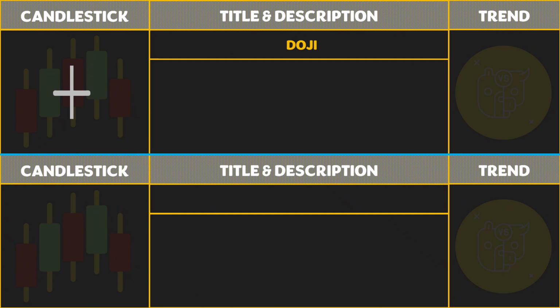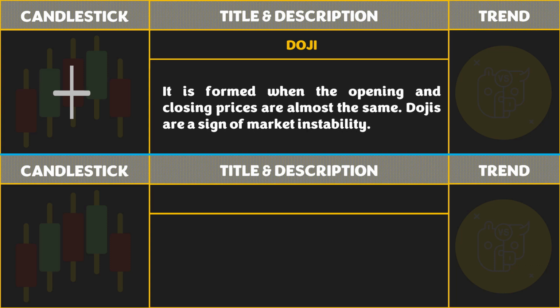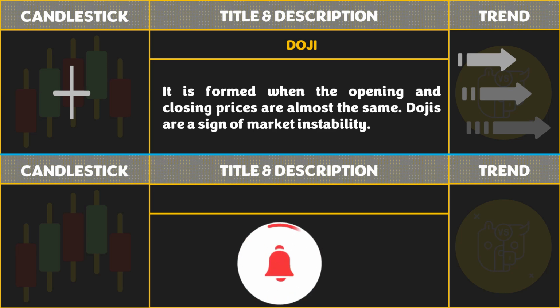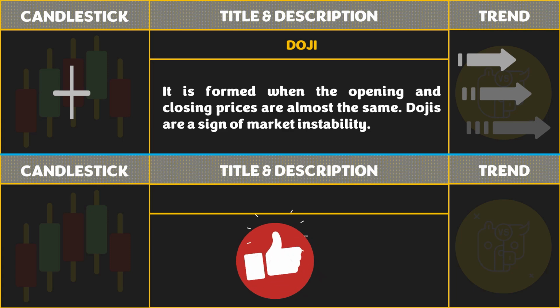Doji is a pattern commonly found on candlestick charts. It is formed when the opening and closing prices are the same. It is characterized by being flat, but the length of the shadows may vary. Dojis are a sign of market instability. A doji is not that important if there is no clear trend in the market, because non-trending markets are naturally an indicator of instability.